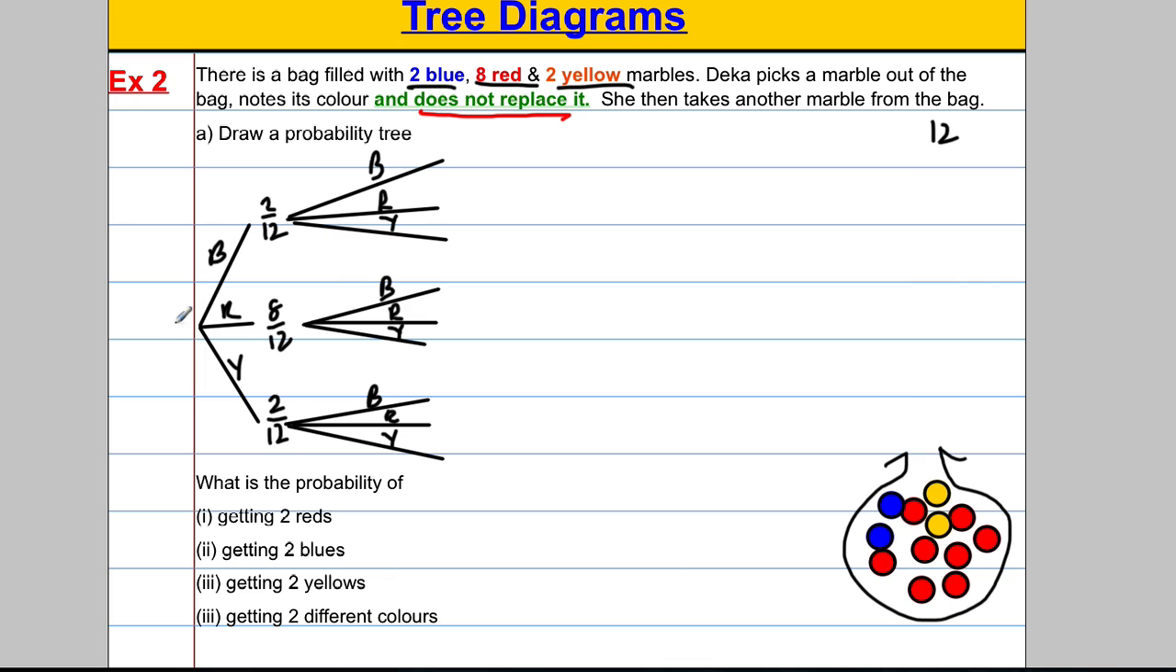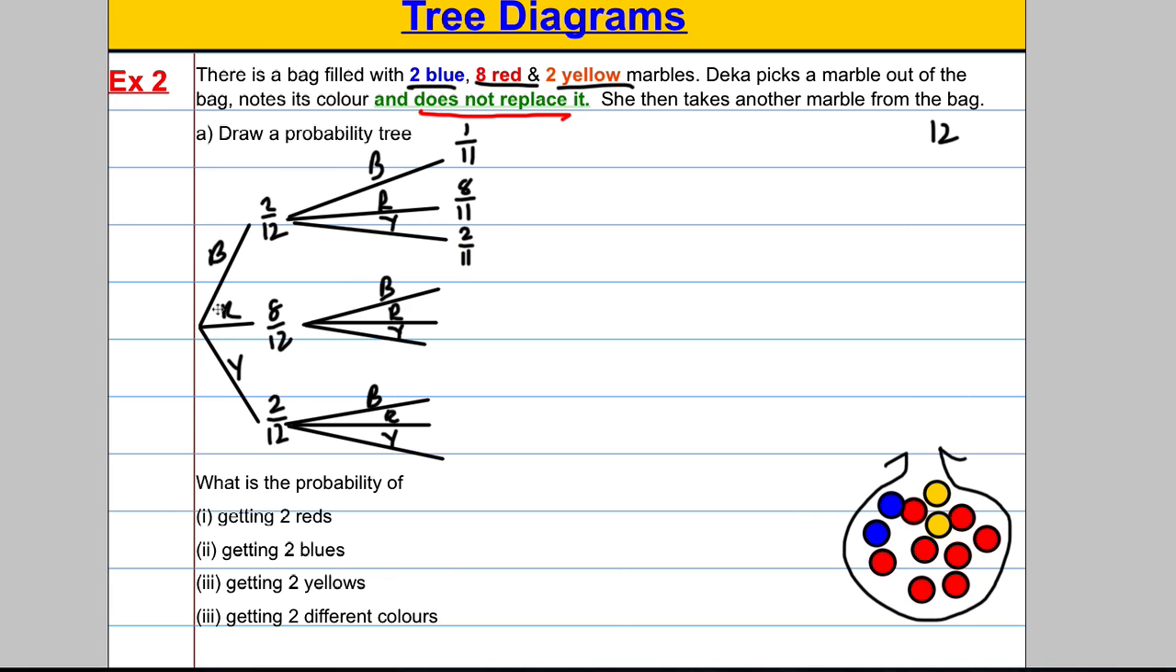Now, imagine going along this route. Imagine they took a blue, and they put it away. Decca put it away. There is now 1 less marble in the bag and 1 less blue. So the probability of a blue again, there's only 1 left, and it's out of 11. The reds did not change, so there are still 8 reds, but there are 11 marbles, and the yellows didn't change, so it's 2 out of 11. These must add up to 11 out of 11.